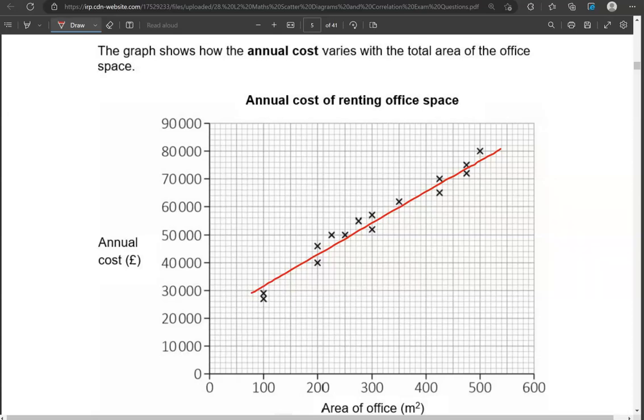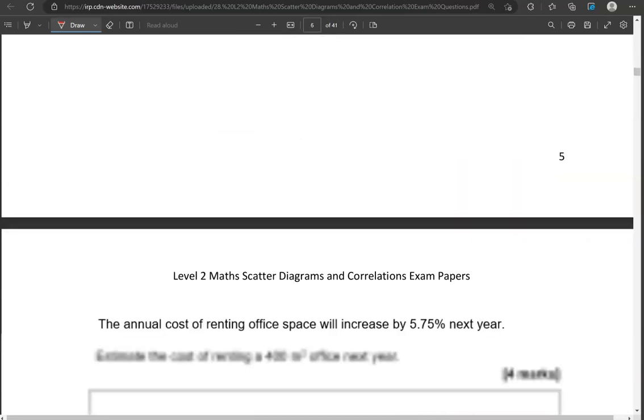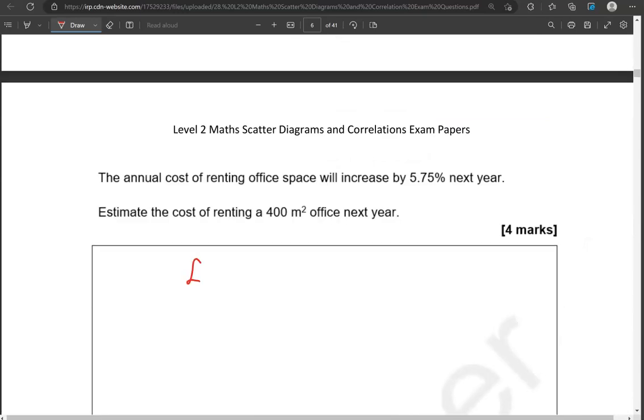Okay, so we have a scatter diagram and we need to draw the line of best fit. So 400 square meter, that is here. So that's between 60 and 70,000 pounds. So let's say 65,000 pounds. That's the cost now, and we need to increase this by 5.75%.